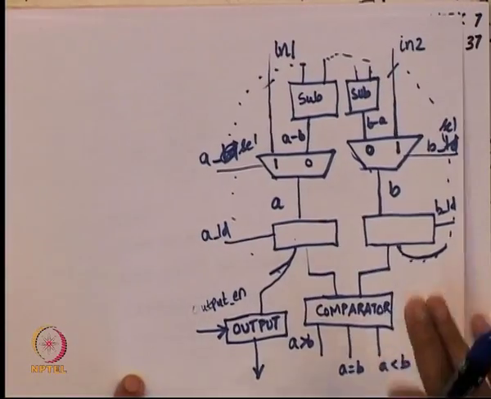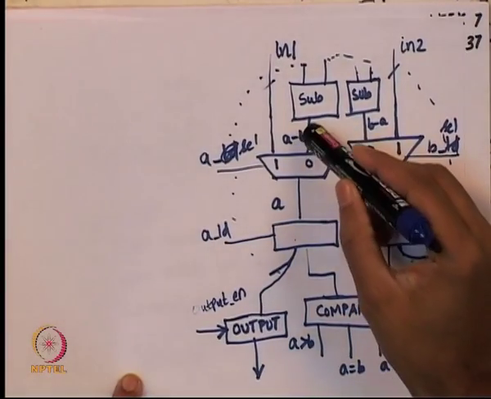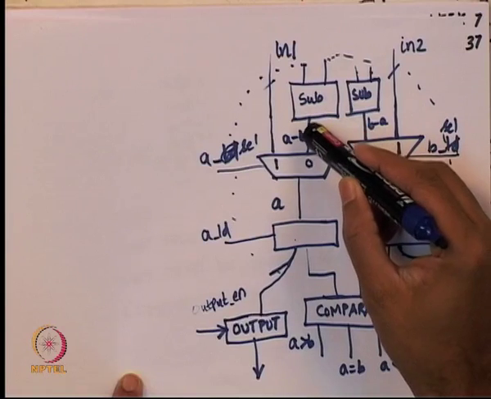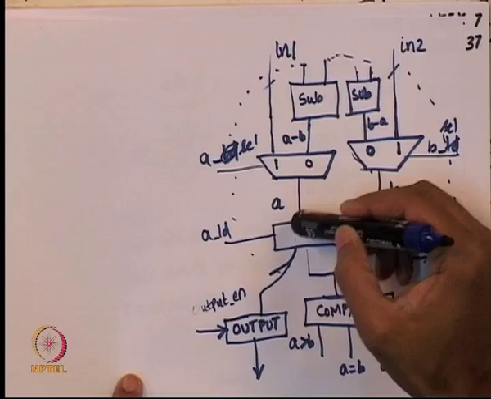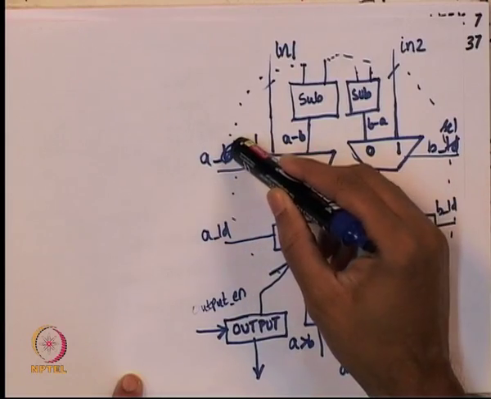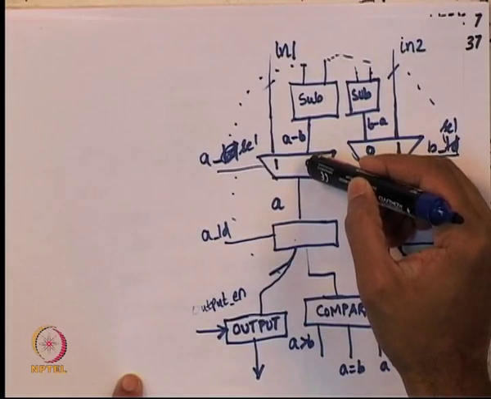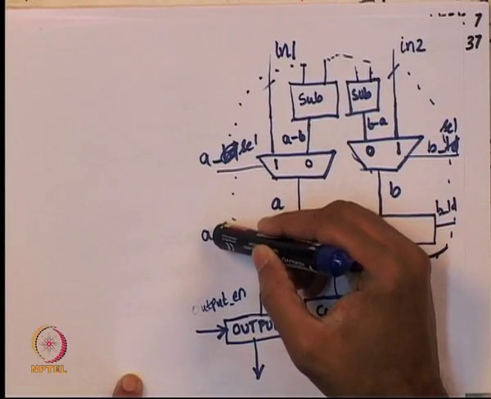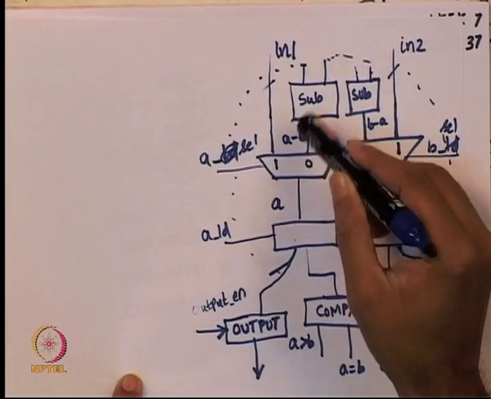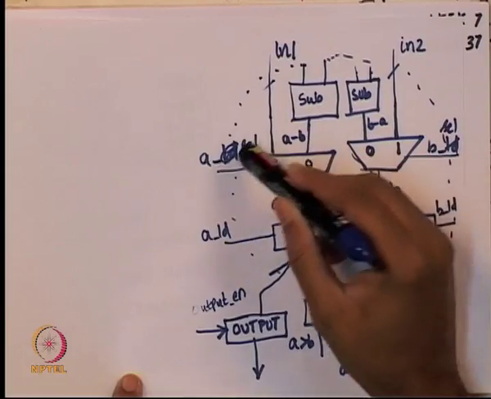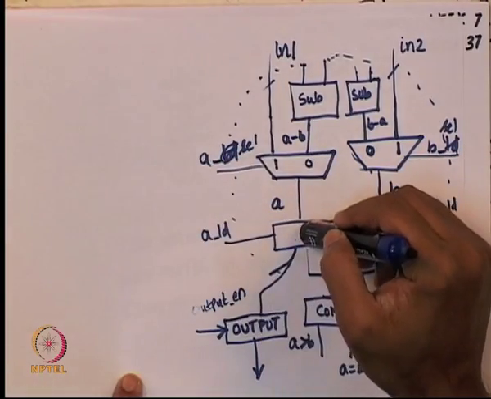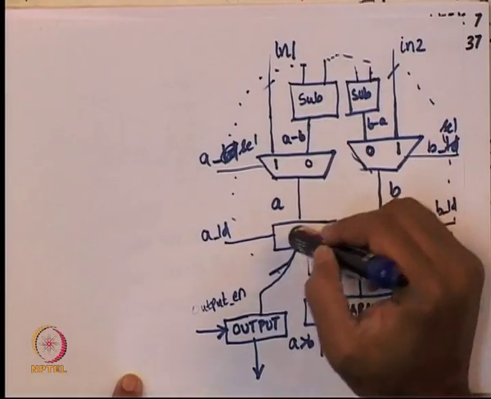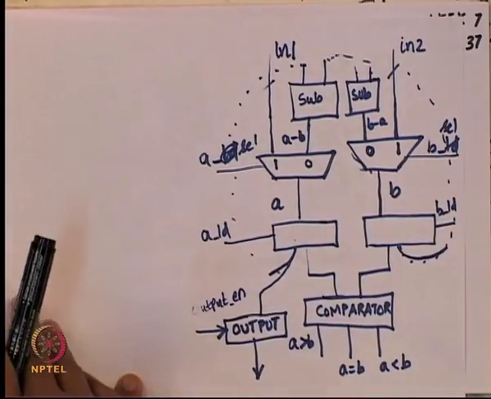In the data path, I have a minus b here. I want to take a minus b and put it into a. If I want to do that, then a select must be 0 and this load should become 1. So, these two conditions must be there. I should make a select equal to 0 and a load should be 1, so that the result a minus b gets registered into this one.